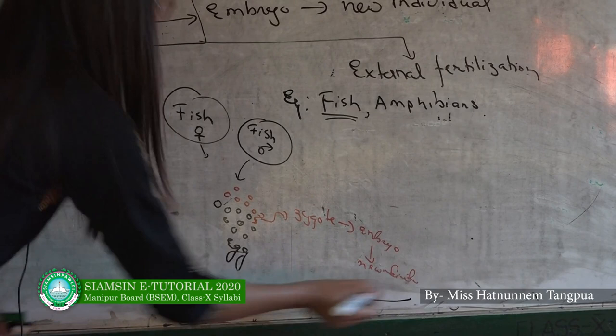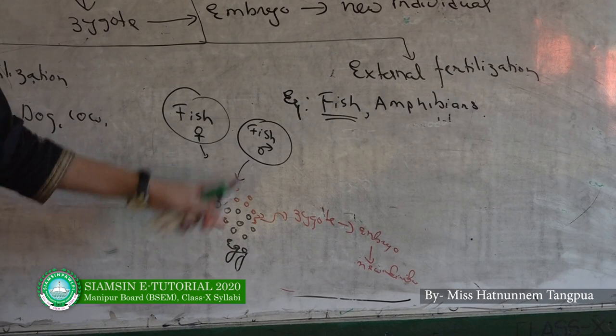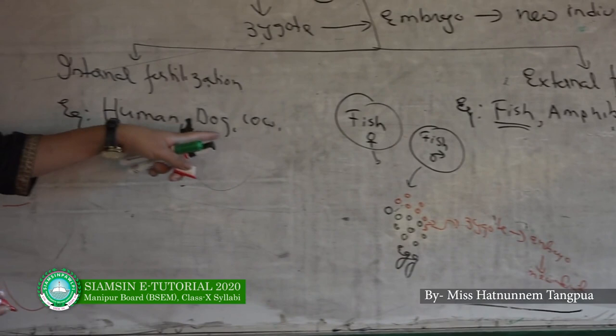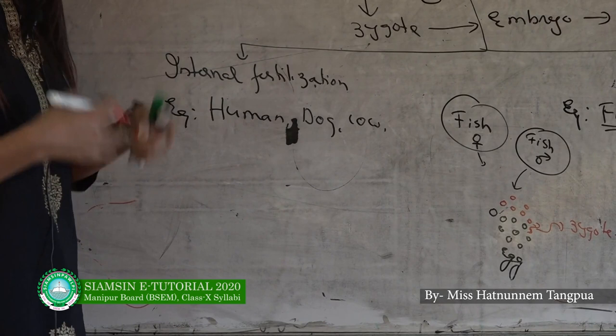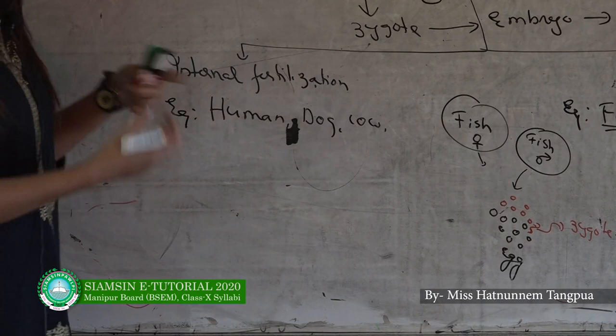Fusion takes place outside. This type of fertilization is external fertilization, whereas in humans and animals like dog, cow, the male gametes are injected inside the female body. The male gametes and female gametes fuse, and it takes place inside the female body. It is known as internal fertilization.